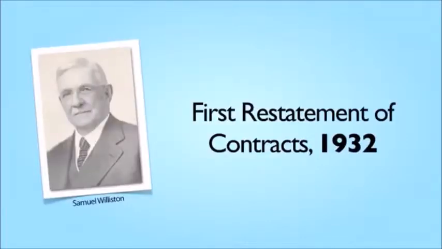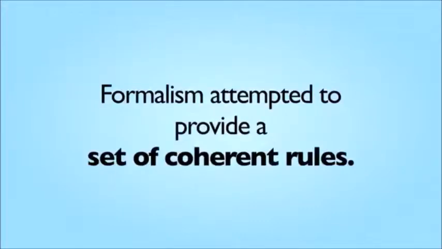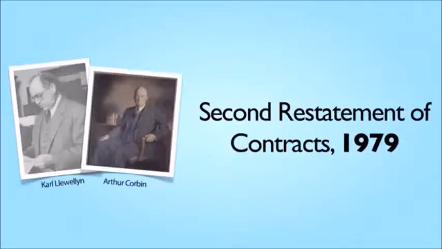The first Restatement of Contracts was issued in 1932. It was largely the vision of Professor Samuel Williston and reflected a formalistic philosophy of contract law. Formalism assumed the law could be organized into a set of coherent rules that, when properly applied, would lead to consistent results. The Restatement of Contracts was revised in 1979. It is this second version of the restatement that we will be studying.